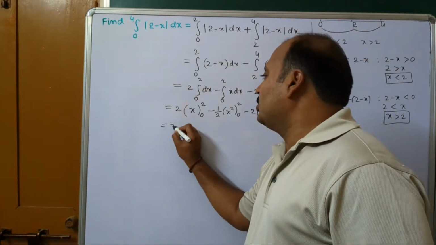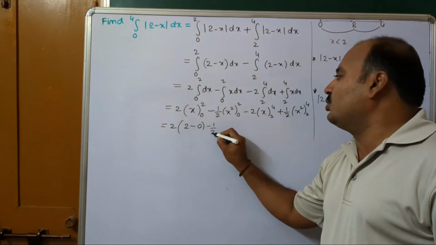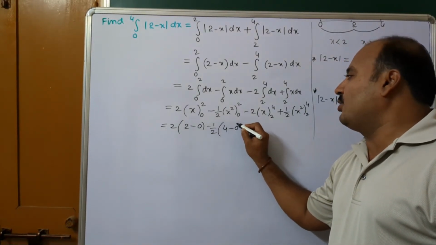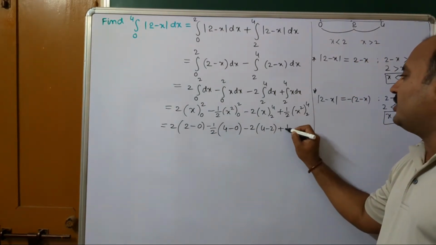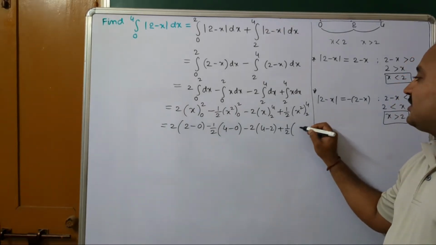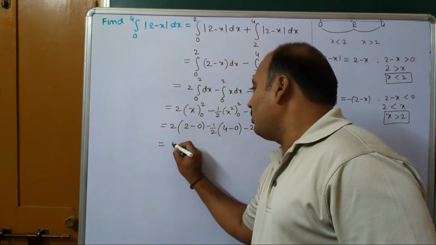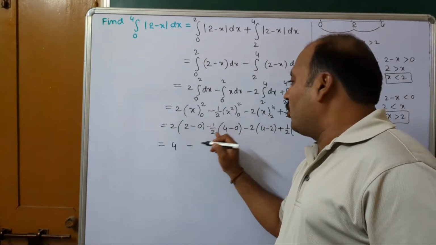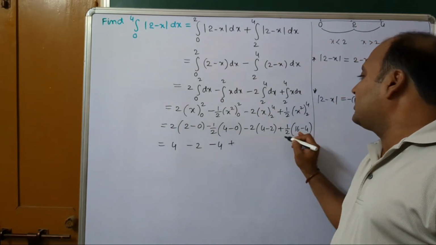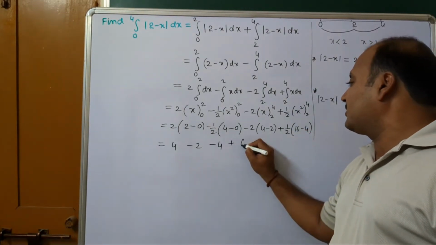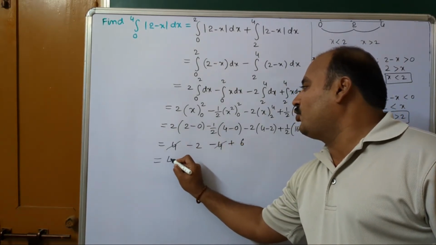So which is equal to 2 into 2 minus 0, upper limit minus lower limit. Minus 1 by 2, 2 square, 4 minus 0. Minus 2 into 4 minus 2 plus 1 by 2, 4 square 16 minus 2 square 4. So 2 2s are 4 minus 4 minus 0 is 4, 4 by 2 minus 4 minus 2 is 2, 2 to the 4 plus 16 minus 4 is 12, 12 by 2 is 6. So plus 4 minus 4 get cancelled, 6 minus 2, that is equal to 4.